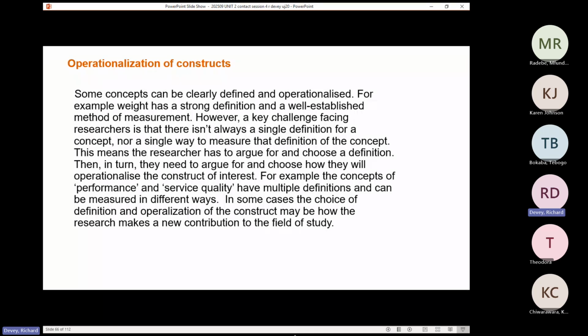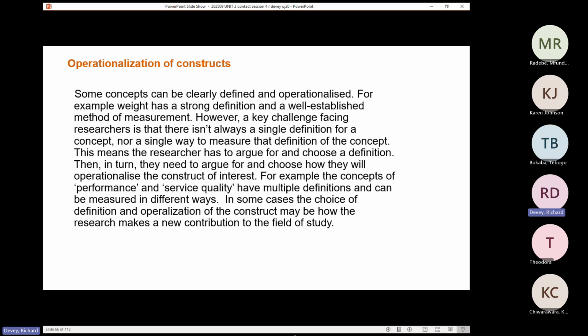And then I think the extra point here is that some variables don't have a single definition. So there might be more than one definition, and we'll look at some examples shortly. So if you're the researcher, you'd have to decide which of the definitions you want to use and which of the operationalizations you want to use. I'm going to show you a couple of examples in a second. So it's not always that straightforward as to what you're going to use for your measurement.